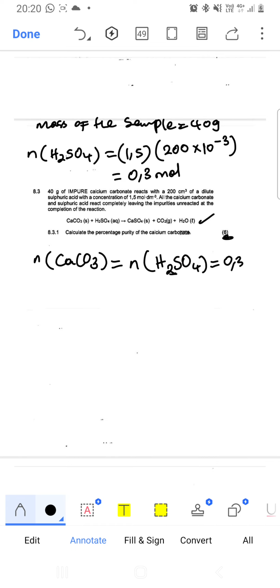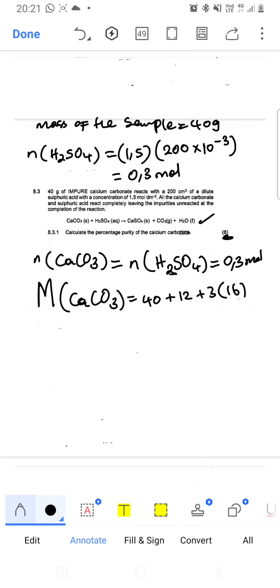So now let's work out the molar mass of calcium carbonate. We are going to take the molar masses of the elements from the periodic table. So calcium is 40 grams per mole, plus carbon is 12, plus what? 3 times 16, right? And then we get 100 grams per mole. So now let's work out the mass of calcium carbonate, which is the compound, right?